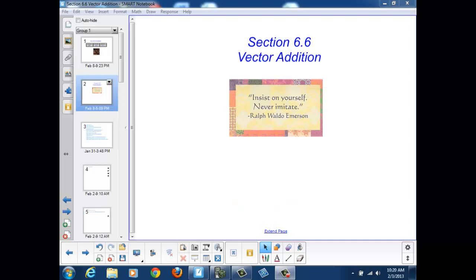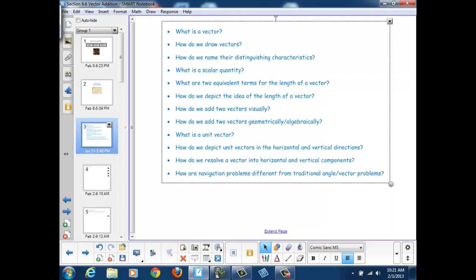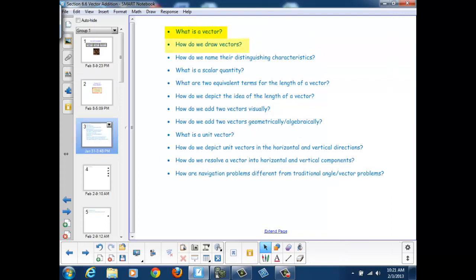Welcome to section 6.6, vector addition. At the end of this section, you should be able to answer these questions. First, what is a vector? Second, how do we draw vectors? How do we name their distinguishing characteristics? What is a scalar quantity? What are two equivalent terms for the length of a vector? How do we depict the idea of the length of a vector symbolically?